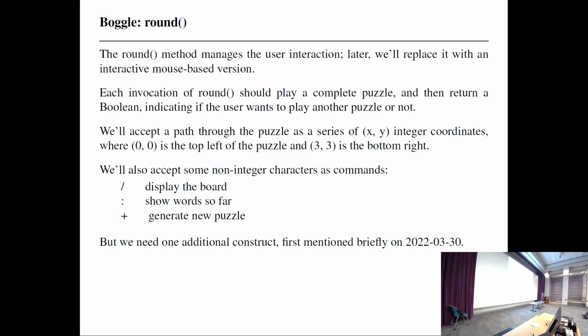So each invocation of this round plays a complete puzzle and then returns a Boolean saying whether you want to go on or not. And our path through the puzzle, for each word, I'm going to let you type x, y integer coordinates. Just for a path of length 4, you're going to type 8 integers on the line. Those are the x, y, x, y, x, y, x, y.